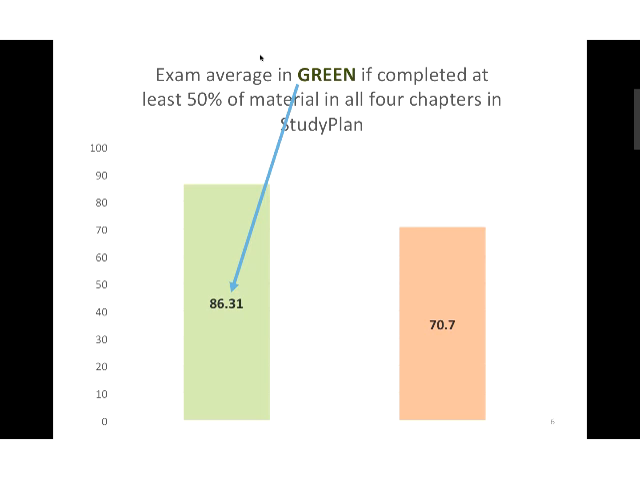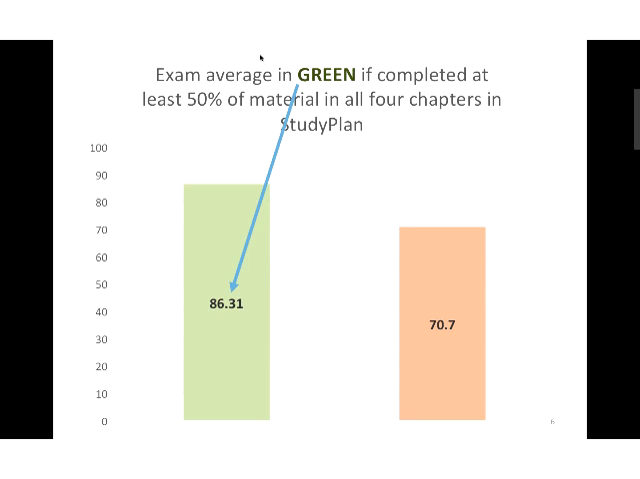What I did is I looked at study plan, and for the students who did study plan and completed the material and got at least half credit on everything, so actually worked through the material as opposed to just opening study plan and not working through the material. Students that worked through the material, completed every chapter, and got at least 50% on everything, the average of those students on the exam was 86%, compared to around 70% for everyone else.